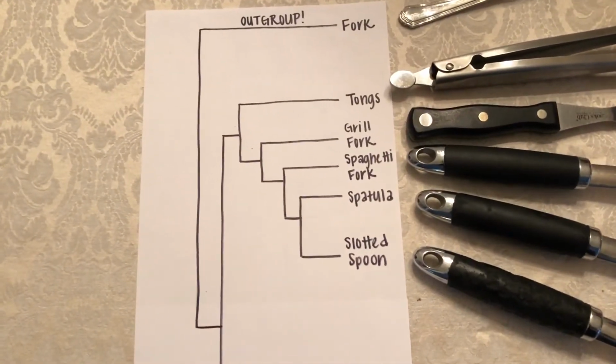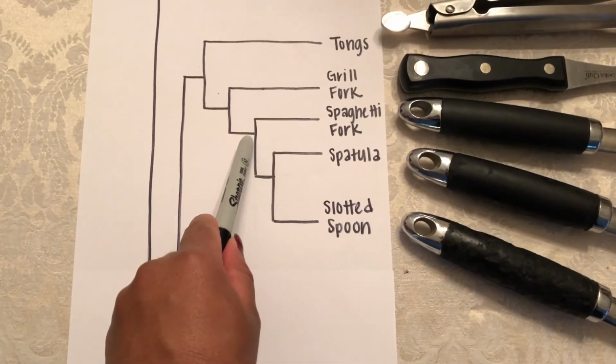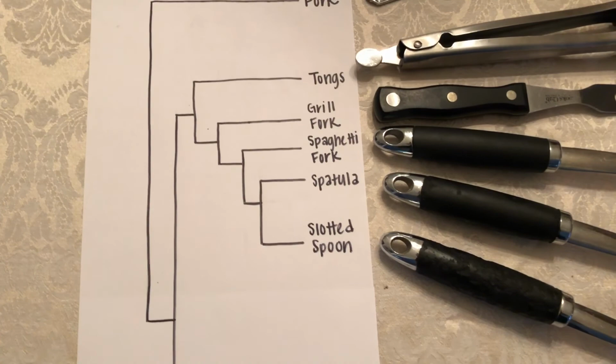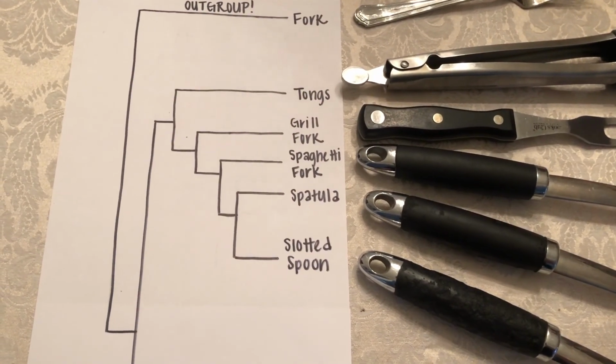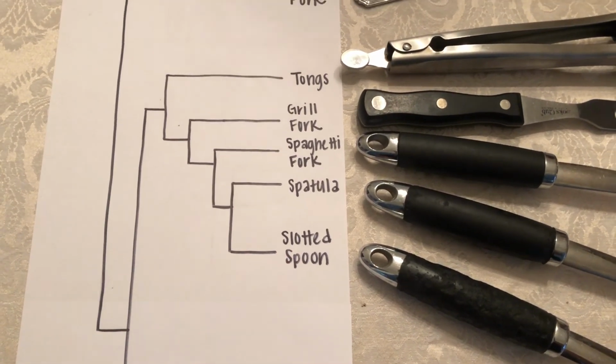The most recent common ancestor is represented by the closest node between two species. An example of this would be this node specified here, and that would represent the most recent common ancestor between the spaghetti fork and the slotted spoon. It is also important to point out that the length of the line indicates how closely related the species are.